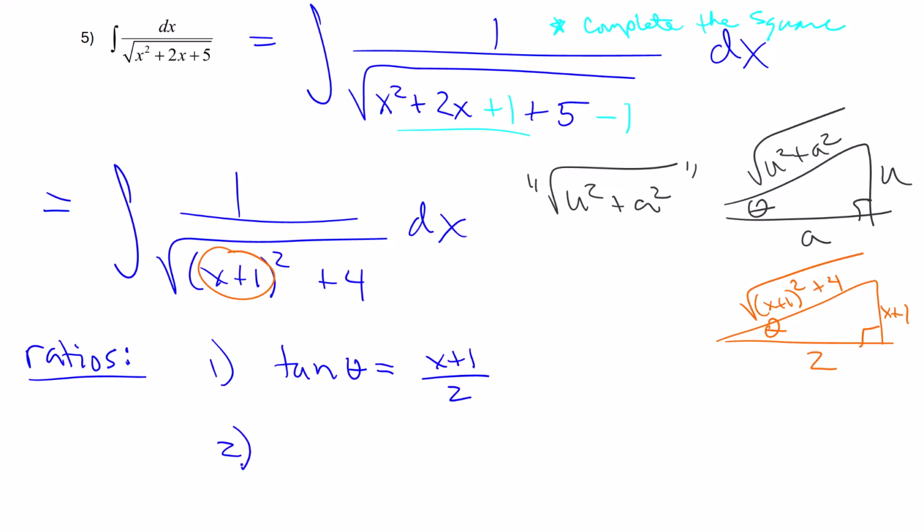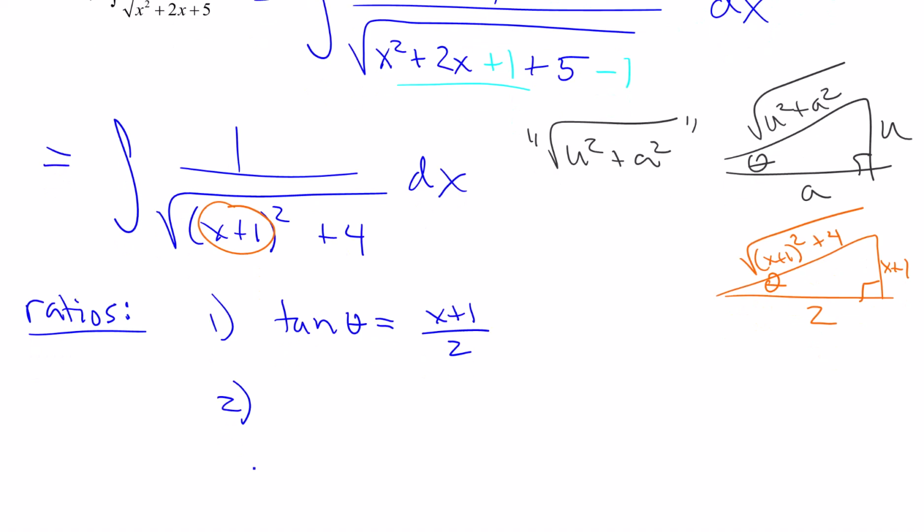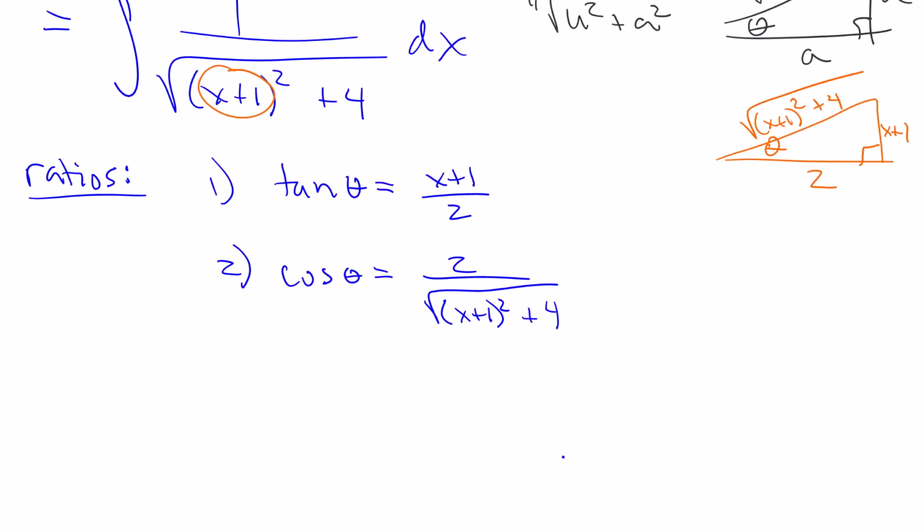And for our second ratio, where we want to involve the root and a, of course, that's going to be cosine. So we'll say cosine theta equals 2, that's the adjacent side, as we've already noted, over the hypotenuse, which is our big root, containing x plus 1 squared, and then plus 4, all of that being under the root. All right, so we have our two ratios that we need. Now the rest is to replace and do all the trig subs.